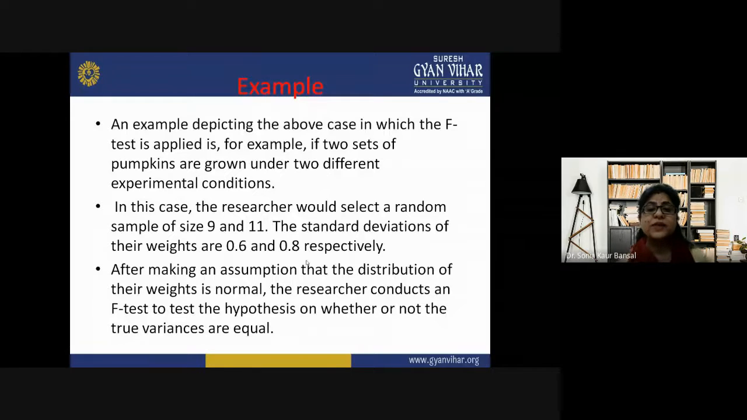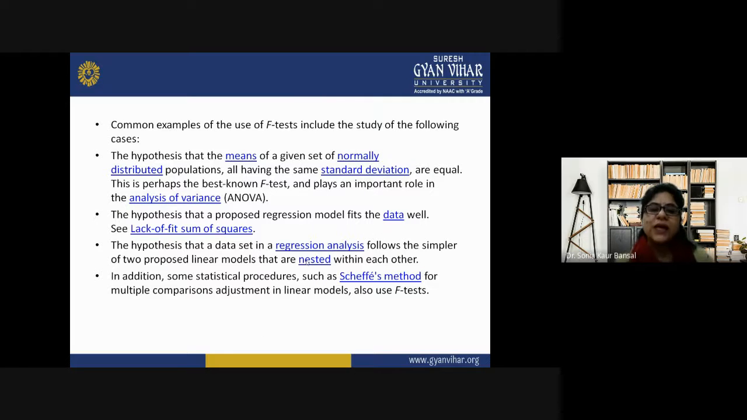So the researcher conducts an F-test to test the hypothesis on whether or not the true variances are equal. I hope you are understanding that there are two populations and we have to see the variance equality among them. Variance is the square of the standard deviation. Okay students, now let's proceed further. There are some common examples of the use of the F-test, including the study of the following cases. How the F-test is used.